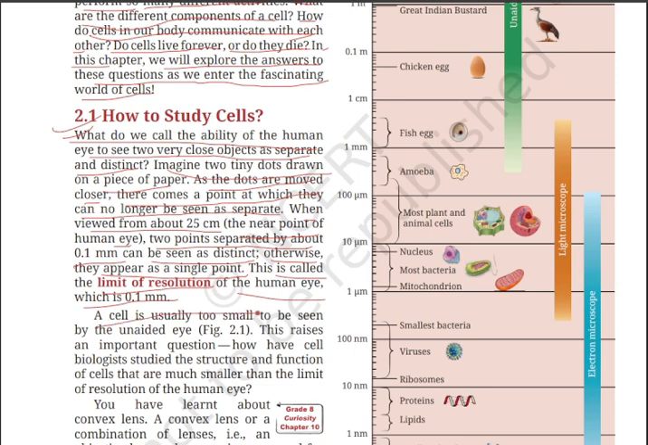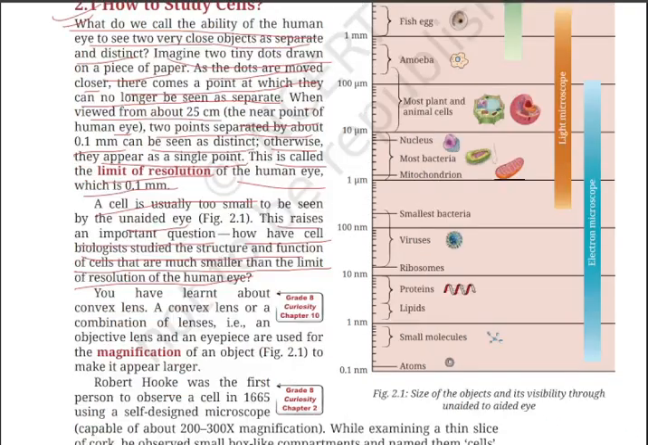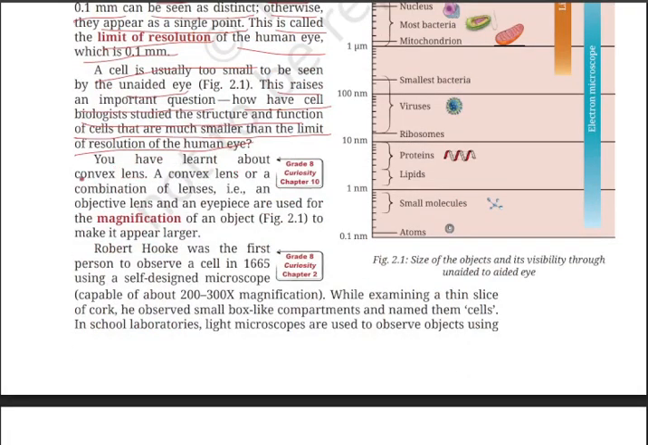A cell is usually too small to be seen by the unaided eye. This raises an important question. How have cell biologists studied the structure and function of cells that are much smaller than the limit of resolution of the human eye? You have learned about the convex lens. Convex lens, or a combination of lenses, that is an objective lens and an eyepiece, are used for the magnification of an object to make it appear larger.